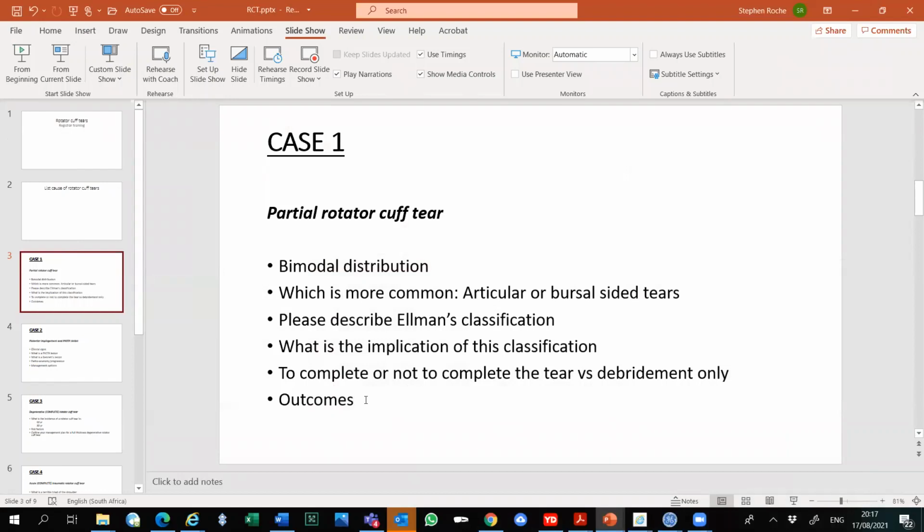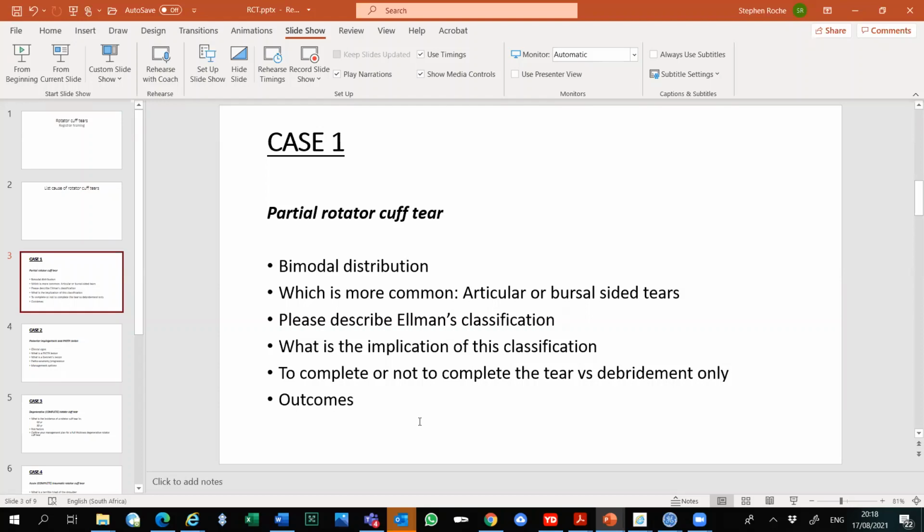So what are the outcomes? What do you tell your patients? Pravesh, what are you going to tell your patients once they've had a repair of a partial thickness tear or debridement? Hi, Prof. So we'll talk about failure of repair. We can talk about the other complications regarding stiffness, axillary nerve injury. And I'm just talking about the clinical outcomes of repair of tendons. So then it will be failure of repair and recurrence of tear.